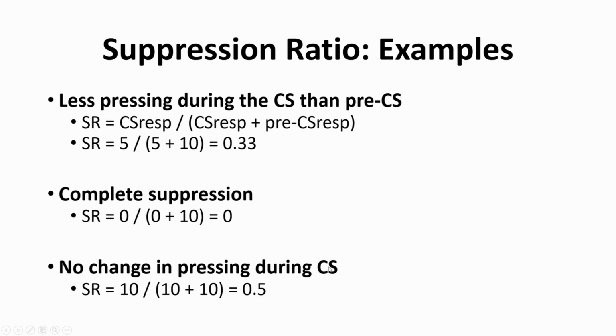And if we see no change in pressing, we would see that before we still have 10 lever presses per time, but after that conditioned stimulus was delivered, we would see 10 lever presses, which is the same. So 10 divided by our 10 plus 10 is 0.5. So that is the largest of our suppression ratios that we can get, and that tells us that there was no change in lever pressing during the delivery of that conditioned stimulus, so there was no suppression of behavior in that example. So hopefully that helps you kind of visualize what's happening and how the behaviors are changing.